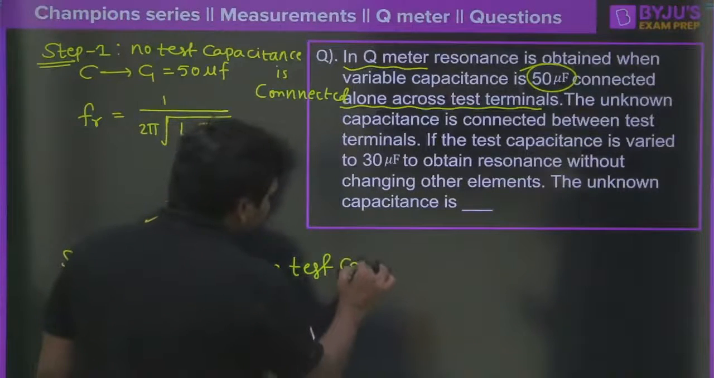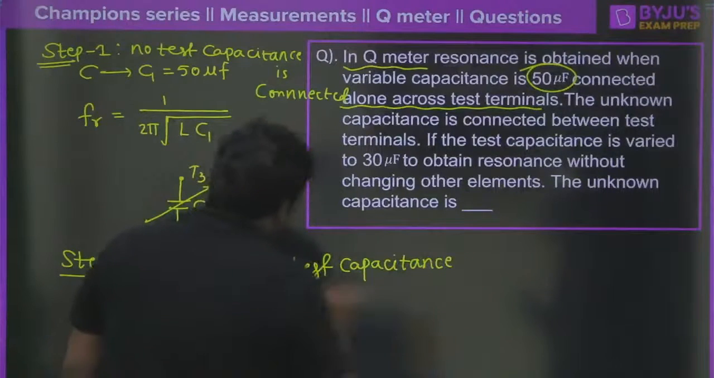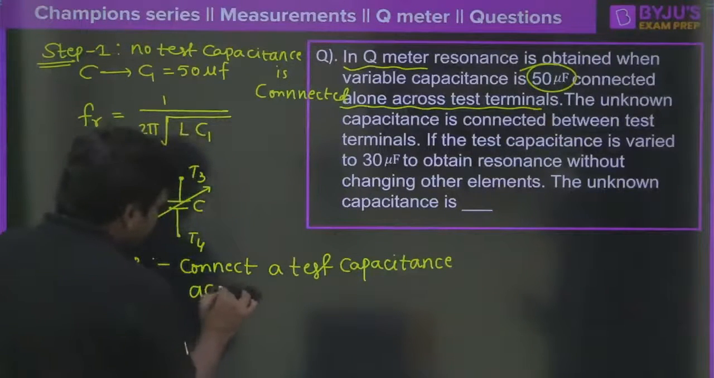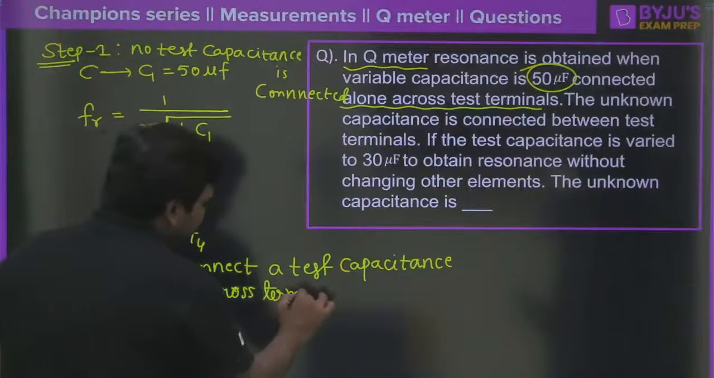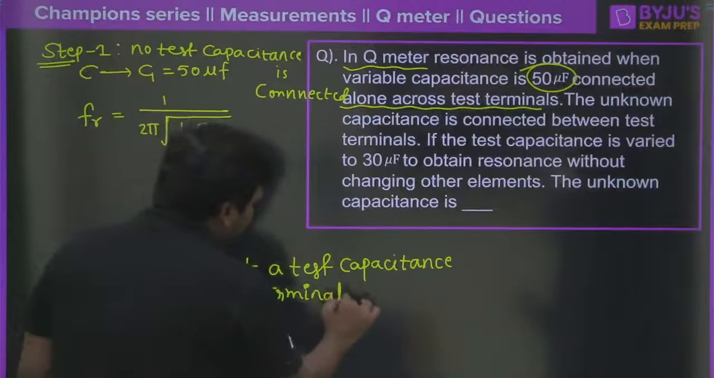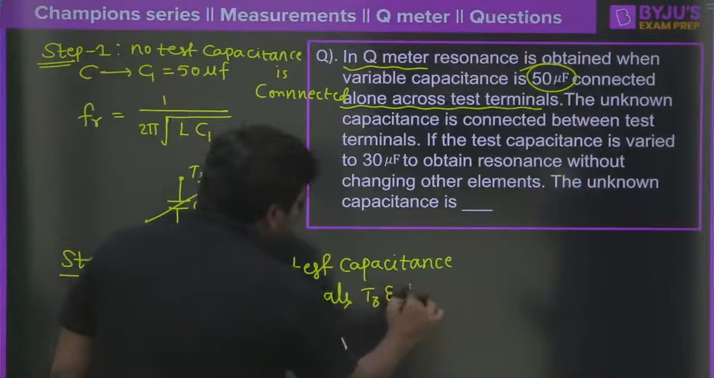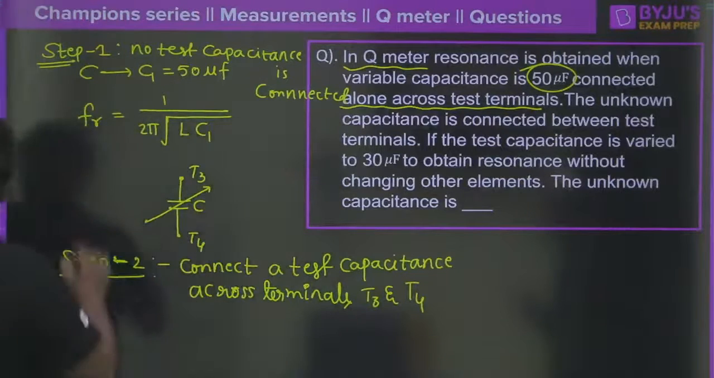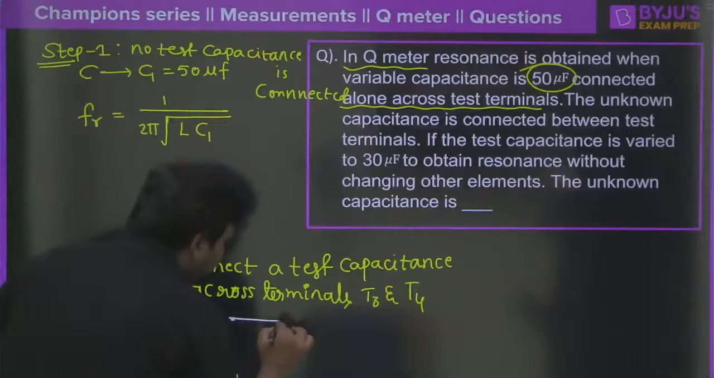Let me write down a test capacitance across terminals T3 and T4. Let me show you what is going to happen now. If you do it this way, only across T3 and T4, look at how exactly it looks.